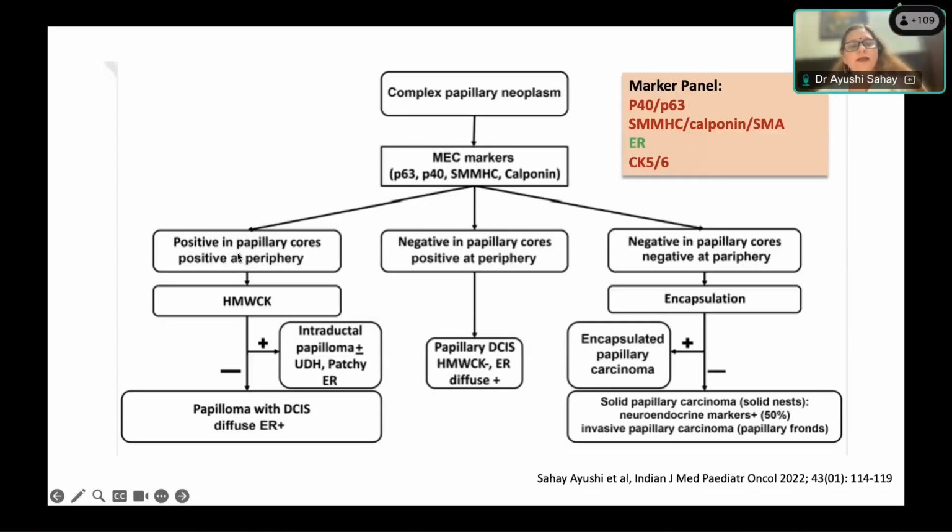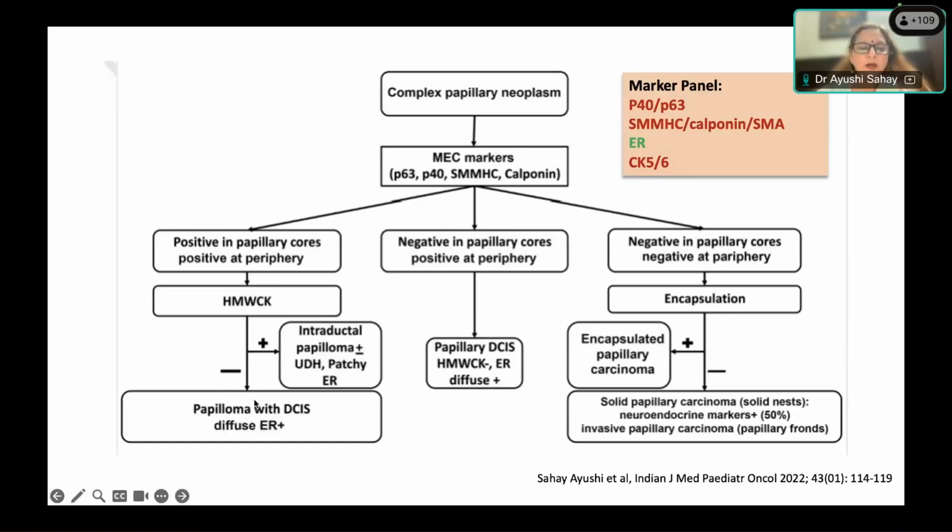So if you have, as I said, the myoepithelial markers, you can use them to differentiate if it is positive in the core as well as in the periphery. Then if you have high molecular weight keratin also positive, and the epithelial cells are showing a patchy ER, then it is basically indicating it's a heterogeneous lesion, heterogeneous clonality. There is no monoclonality, so it can be an intraductal papilloma with or without usual ductal hyperplasia in it.